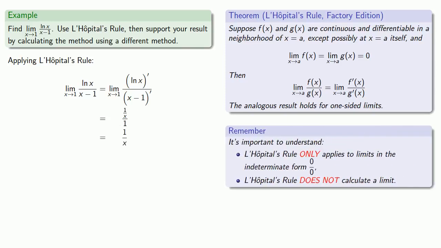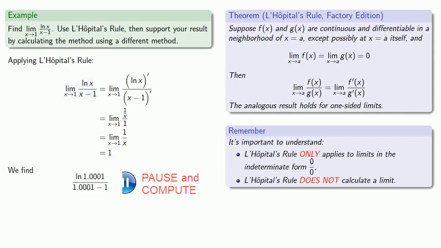And remember that L'Hopital's rule does not find a limit, we still have to find the limit. And we get a claimed limit of 1. But while we trust our results, we should verify them. And again, the claim is that if x is close to 1, then log x over x minus 1 should be close to 1. And so we'll try a value of x that's close to 1. How about 1.001? And our work suggests the limit is accurate.